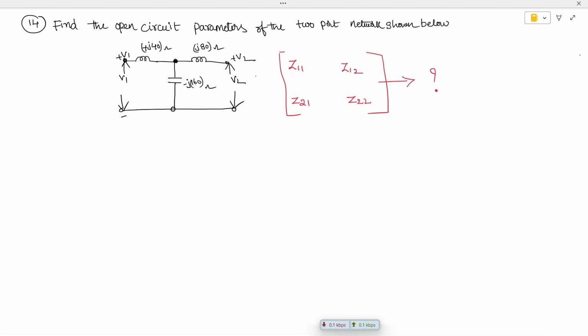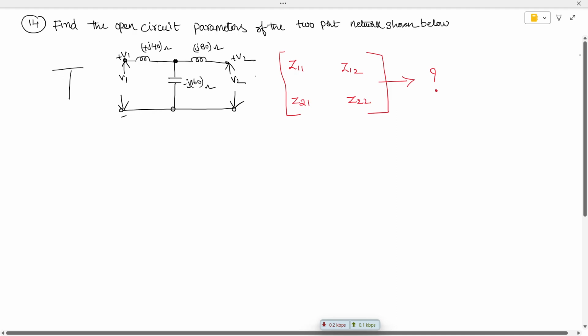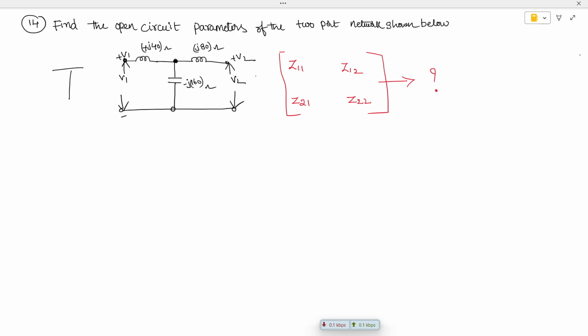So today we are going to solve this problem, finding out the open circuit parameters, where the open circuit parameters are Z11, Z12, Z21 as well as Z22 for the given T-type network. If you want to understand about this polar form, you can watch the video on complex numbers on my channel, so you can get complete clarity about complex number addition, division and multiplication. Now let us try to solve.